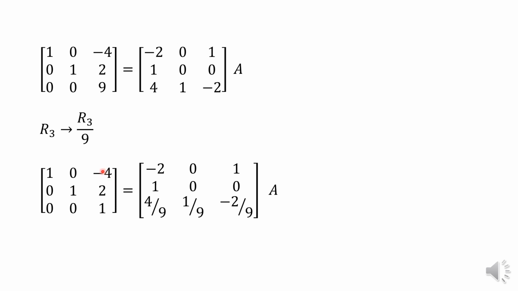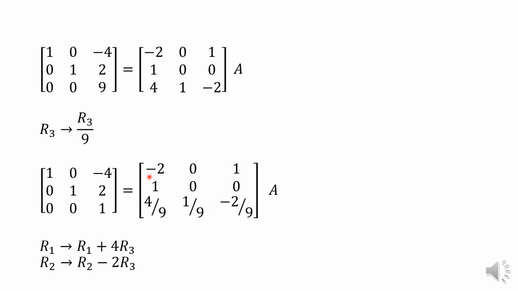How do you make this -4 zero? Multiply the third row by 4 and add. How do you make these two elements 0? Multiply the third row by 2 and then subtract. The first operation is R1 changes to R1 plus 4 times R3, and R2 changes to R2 minus 2 times R3. Applying these two operations to this matrix, this becomes 0, this becomes 0. Finally, the LHS matrix turns out to be the identity matrix, and we apply the same operations to the RHS matrix.